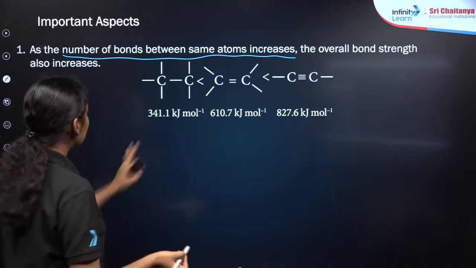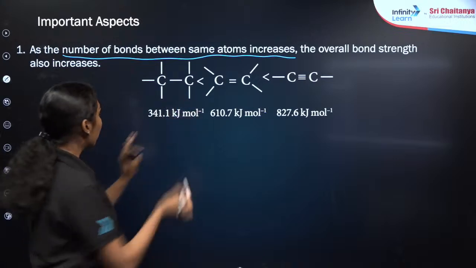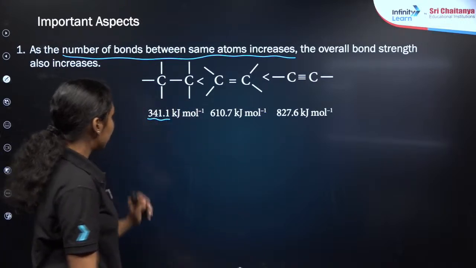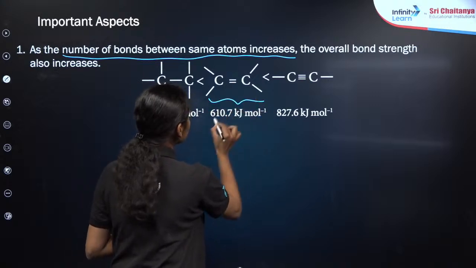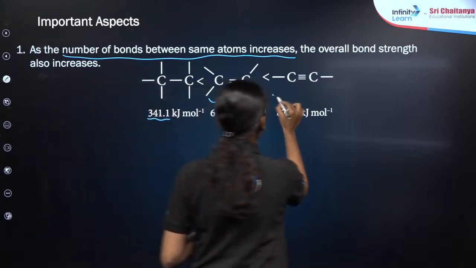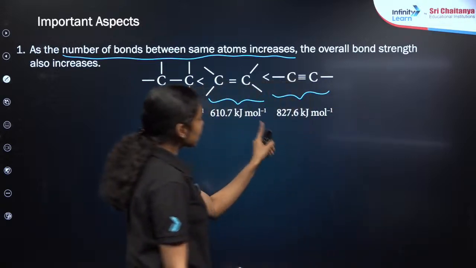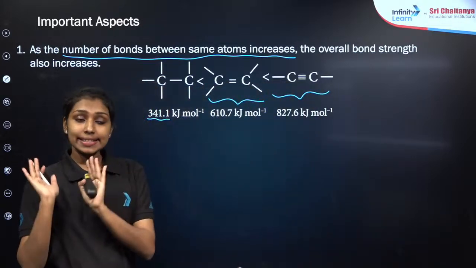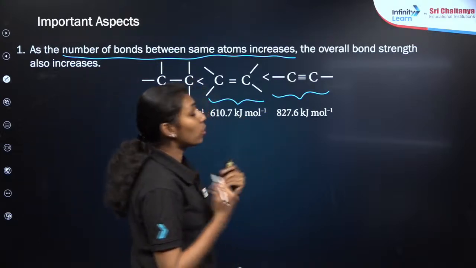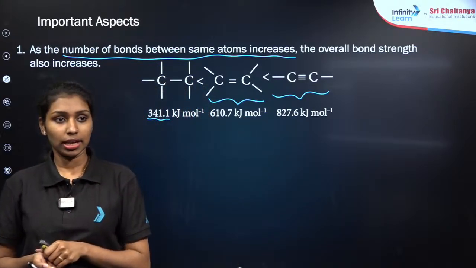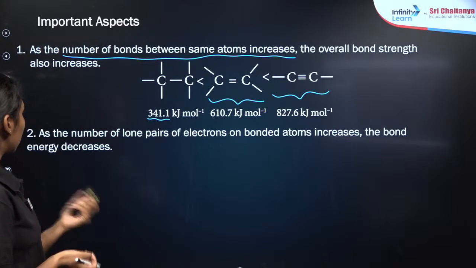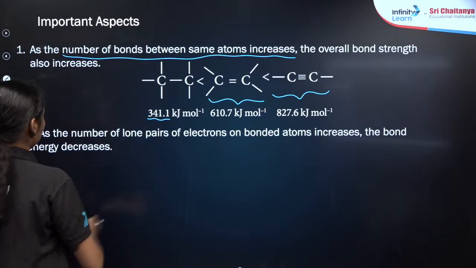As you can see here, this is a CC single bond. Energy is about 341.41 kilojoule per mole. Then what about the double bond? 610.7 kilojoule per mole, it increases. And the triple bond? It is 827.6 kilojoule per mole. As the number of bonds present in the molecule increases, bond energy or bond strength also increases. I hope the point was clear for everyone. Now, what is the next parameter?